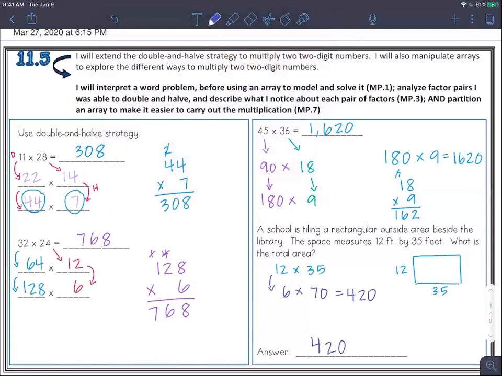Okay, 420. Now, this is a word problem. They're talking about area. So this would be square feet, right? Or you can write it this way. Okay, I hope that helps.